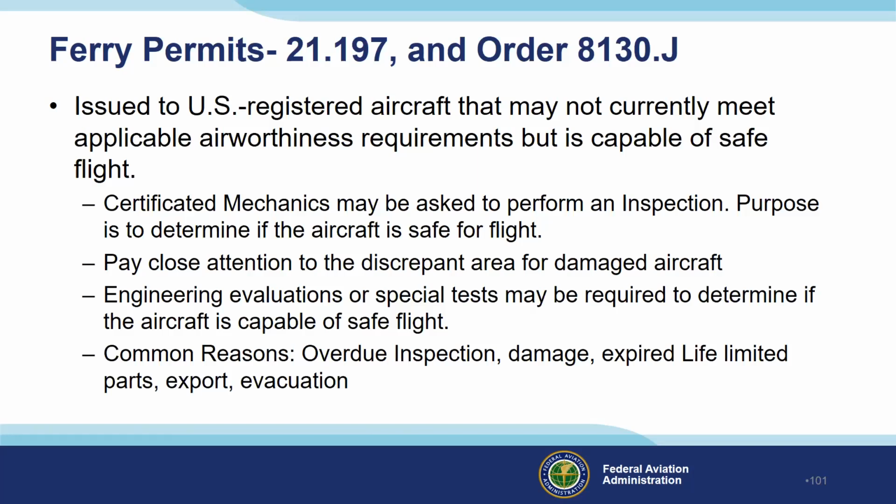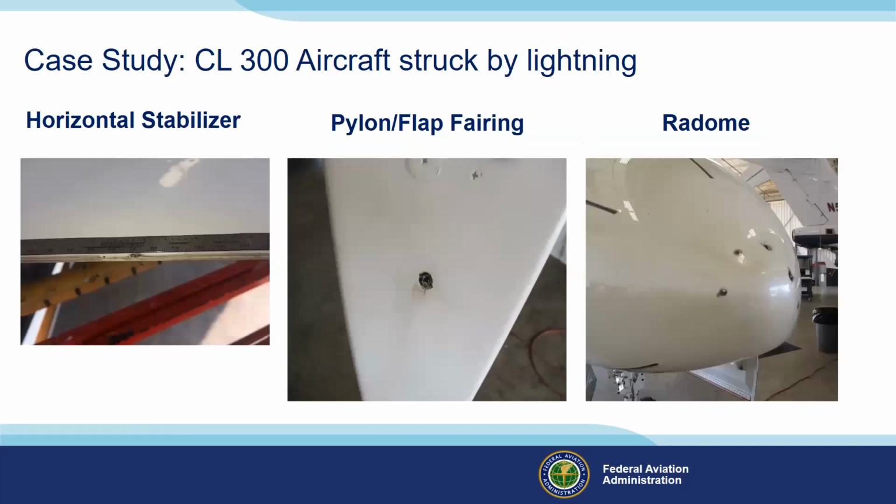Now, we're going to look at a case study for a ferry permit that involved a lightning strike. This was on a Challenger 300. The aircraft was struck by lightning. There's some of the damage: horizontal stabilizer, trailing edge on the pylon, the flap fairing. There was a black mark, and then on the radome.